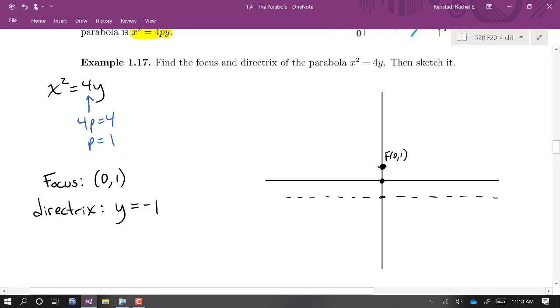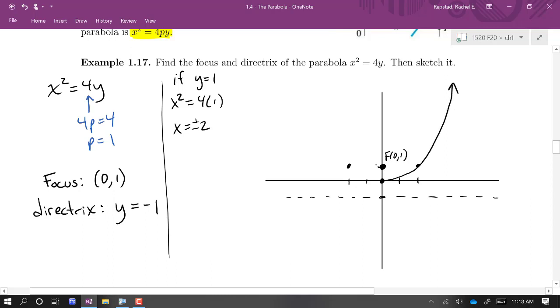If we want, we can make our sketch a little bit more accurate. We could say, what if y is equal to 1? We'll get a couple of x coordinates. Then x squared is 4 times 1, which is 4, and that means x is plus or minus 2. And we have a parabola that looks roughly like that.